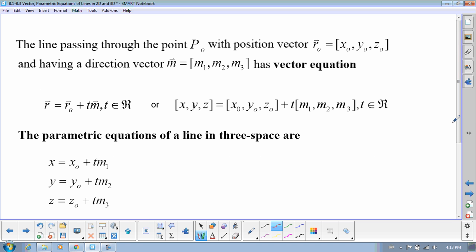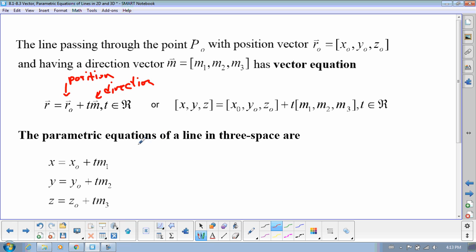All right, so this slide should look very, very similar to the one that I posted for the vector equation of a line in 2 space. We have our position vector. So that part hasn't changed. So we still need a position vector, also known as a point. And we still need our direction vector, which is the slope of our line. Slope is comparing rise over run. Direction vector is going to be comparing the x, the y, and the z.